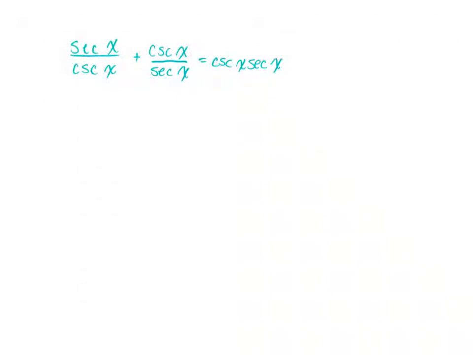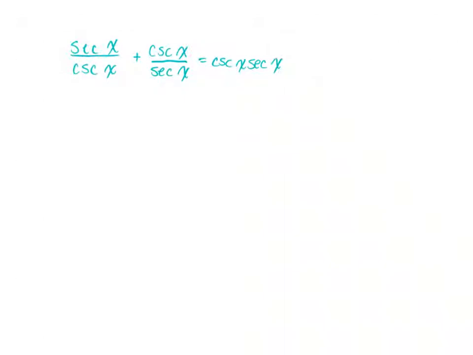The next one we have is secant of x over cosecant of x plus cosecant of x over secant of x should equal cosecant of x times secant of x. And this one, to get to the next step, is complicated, but once you get past that, it is just like we did with the first problem. So I'm going to break each term down into individual parts. So this one is the only thing we're going to work with first.